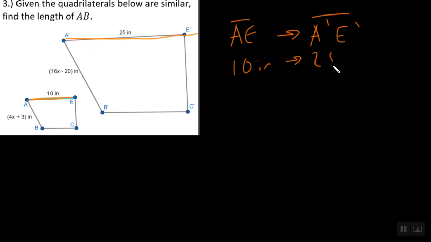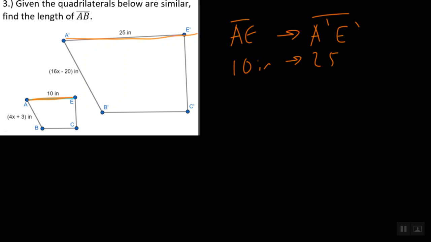Okay, I know it says number 3, but of course this is in fact our second example. Now, if you take a look right here, we have our starting letters of AE, and that we know to be 10. And we're going to our corresponding side with the same letters, just with primes, A prime, E prime, over here to 25.